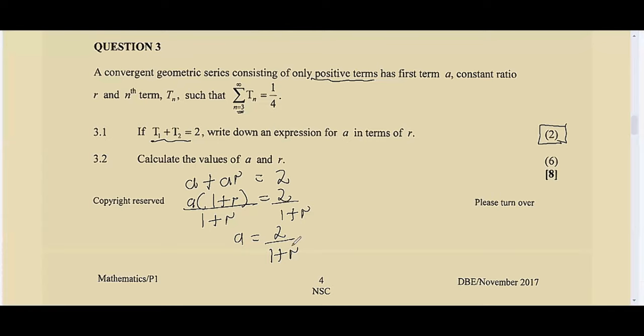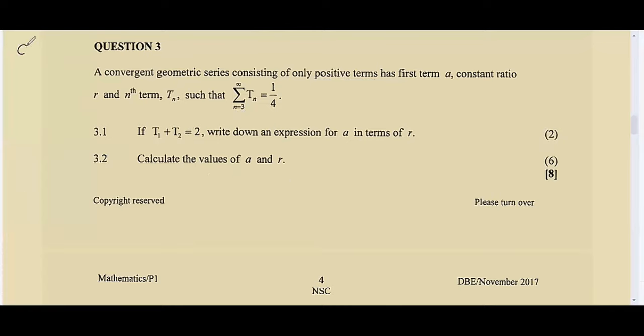Now, to go to 3.2, I would just like us to save this solution from the previous question here. This is 2 over 1 plus R. So it's going to come in handy when we are about to calculate the values of A and R, right? So to look at this, we are given a convergent series, which at this point, we already know that a convergent series always leads to the sum to infinity, which can be expressed by the formula A over 1 minus R, right?